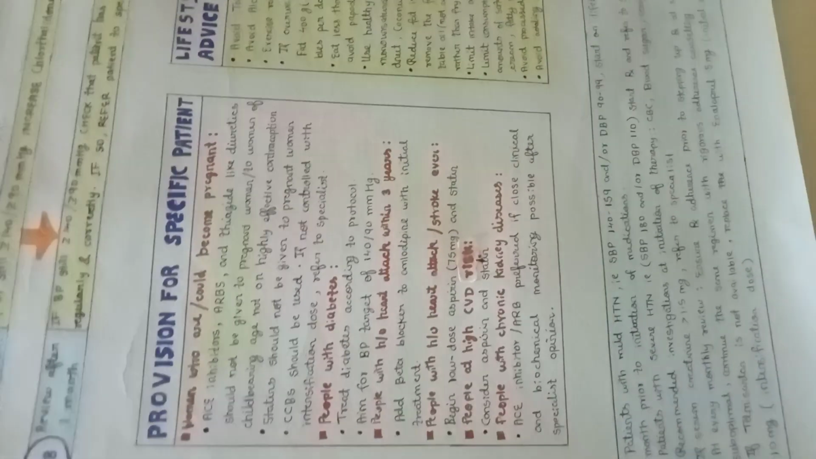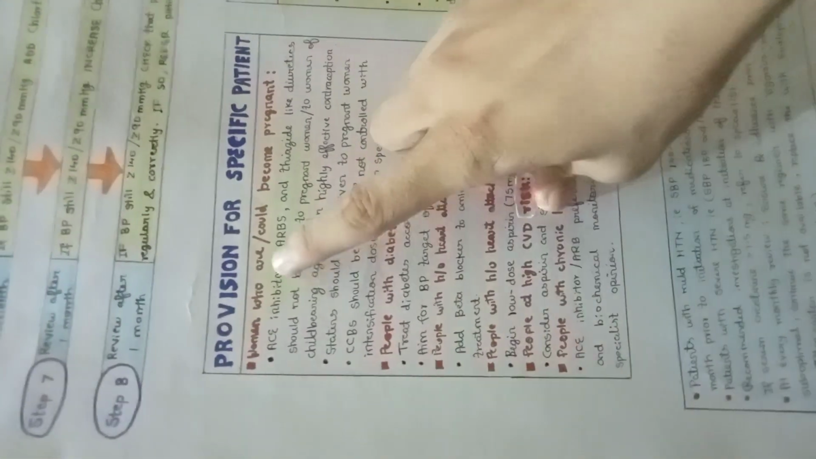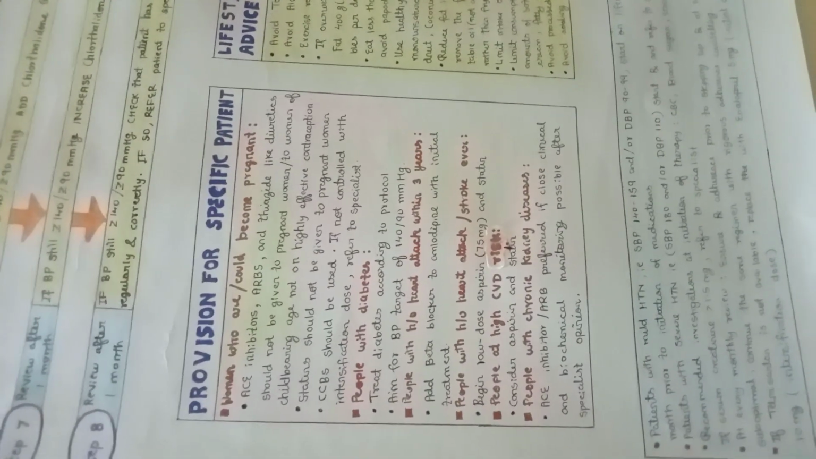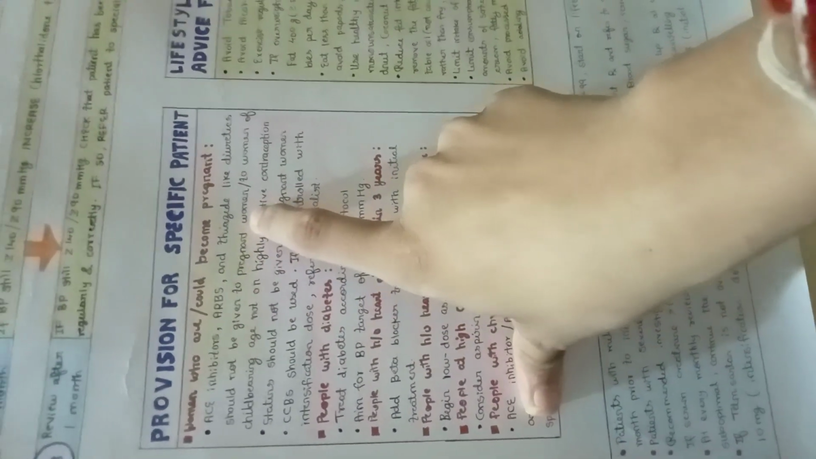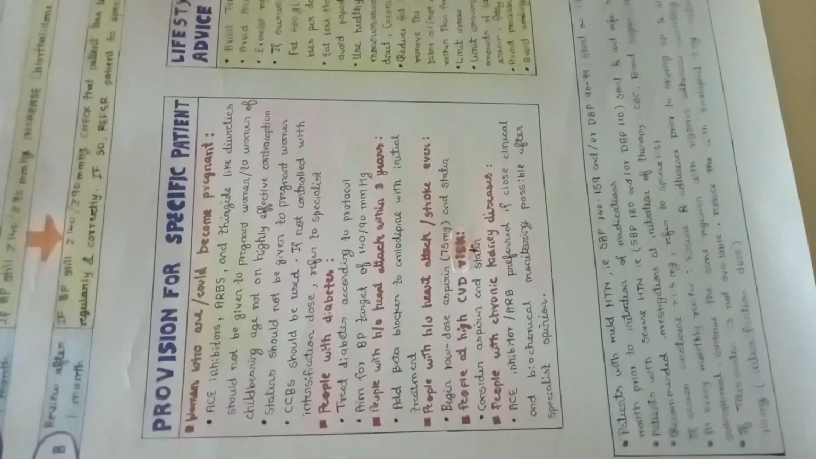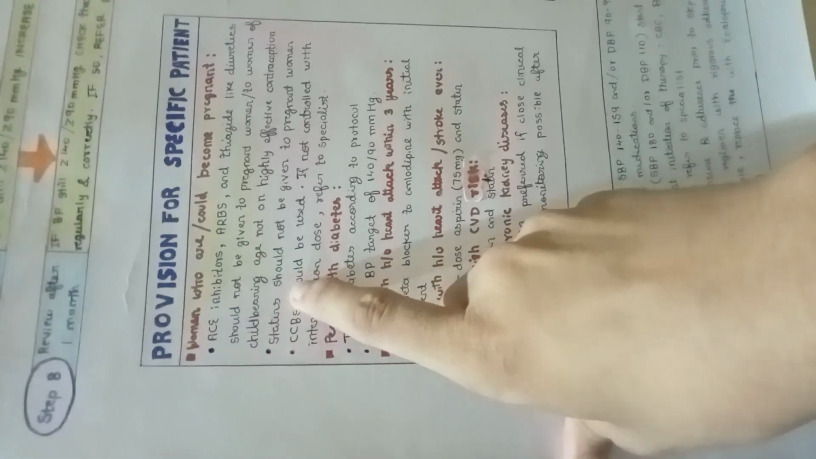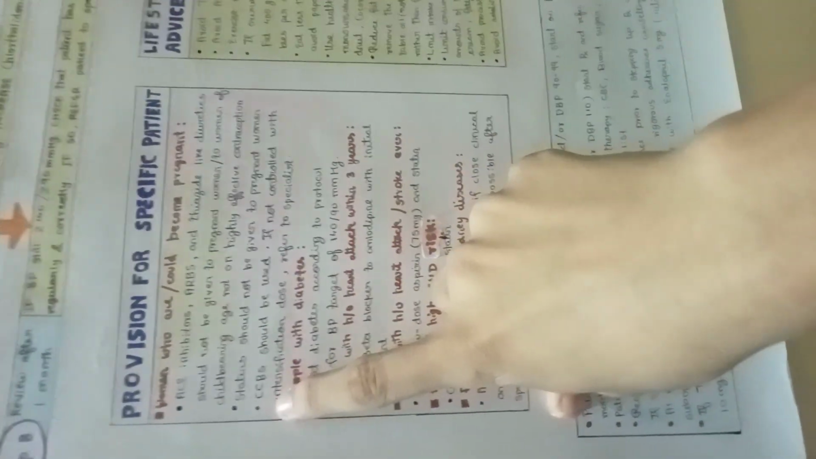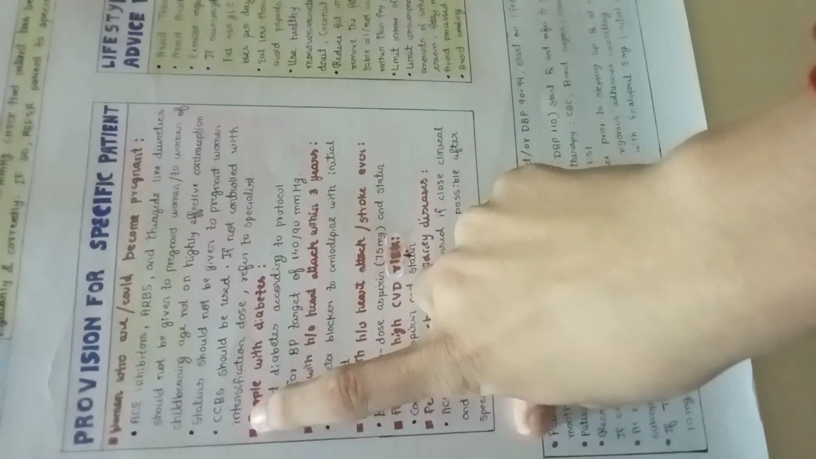Then important points on various drugs and side effects. First, women who are pregnant, meaning pregnancy induced hypertension. ACE inhibitors, angiotensin receptor blockers, and thiazide-like diuretics should not be given; they are contraindicated in pregnancy. Statins, meaning cholesterol lowering agents, should not be given to pregnant women. CCB, meaning calcium channel blockers, should be used. If not controlled with the dose, then refer to a specialist.